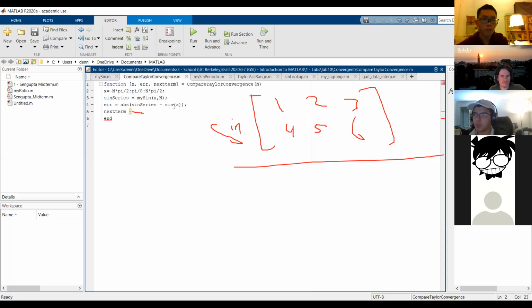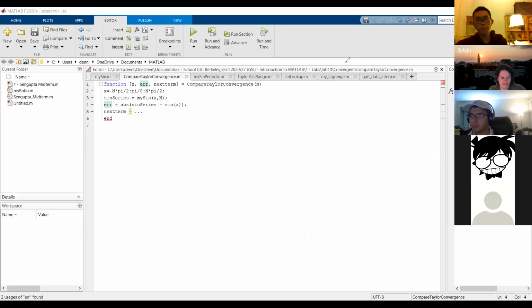Next is Taylor convergence. This doesn't look like much of the skeleton code, but all this information is in the PDF. This is literally stated in the output table. So this one is basically the error. Whatever your sine series is, aka the output of your initial mySine function, compare that to the actual sine of x. So let me clear this in 3, 2, 1.